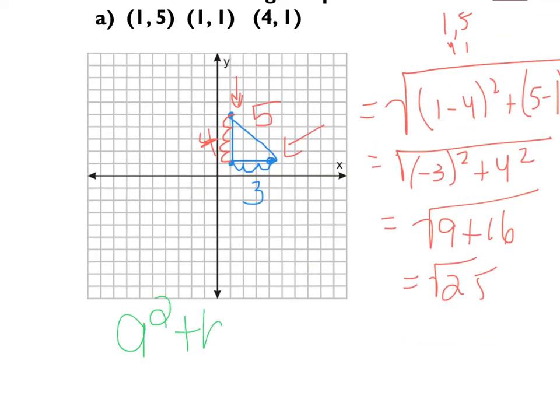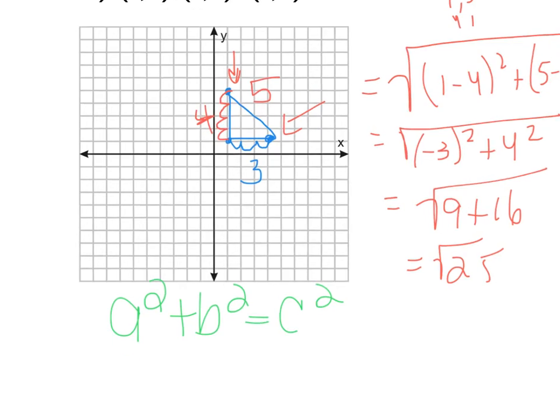A squared plus b squared equals c squared. C is always our what? Hypotenuse. Some of you guys are going to say, well, I can't tell what's the hypotenuse. The hypotenuse is the longest side. So just plug in your numbers.